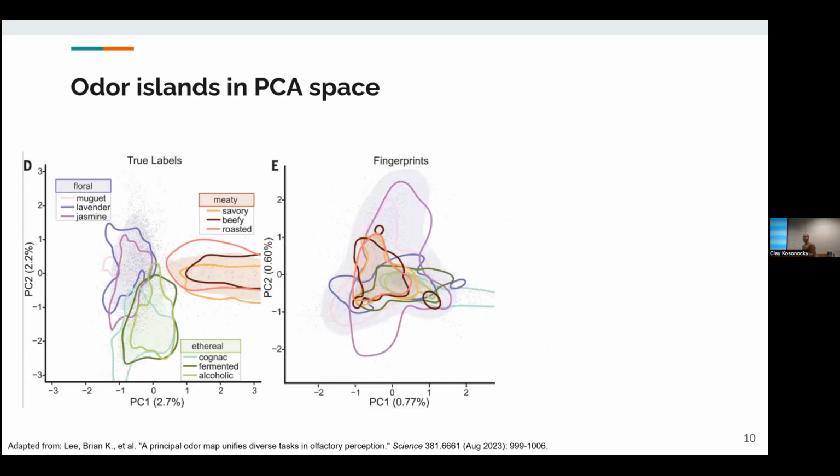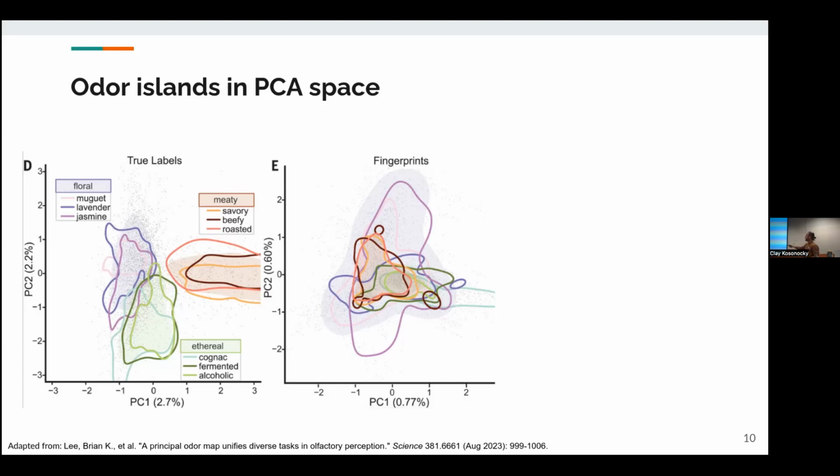So out of this, we can do PCA analysis, principal component analysis. And so this first figure here is the true labels of the molecules. So the principal component 1 and principal component 2 on a 2D plot here. And we can see with the true labels, we pull out the ethereal scents here in green, floral scents in purple, and umami or meaty scents in red. And they're well separated.